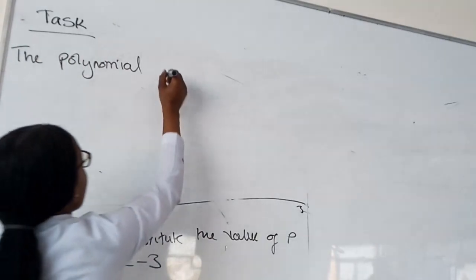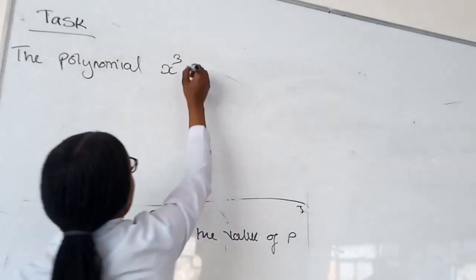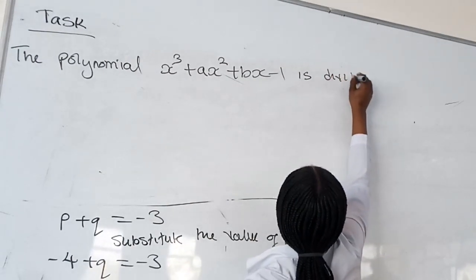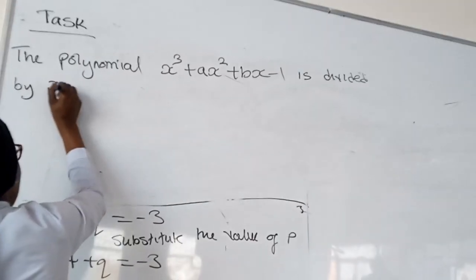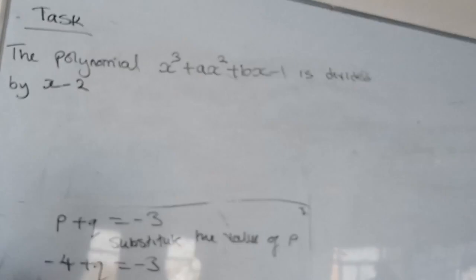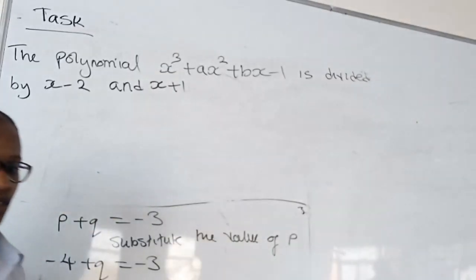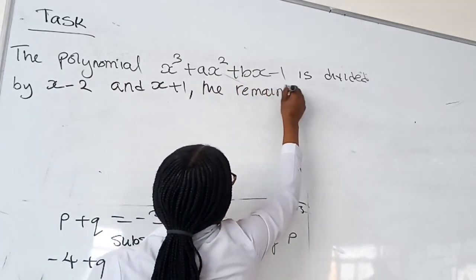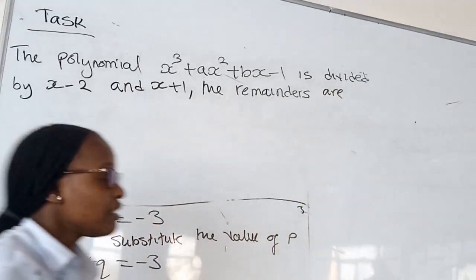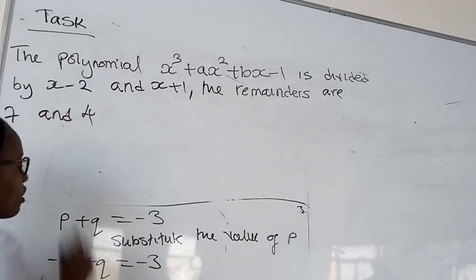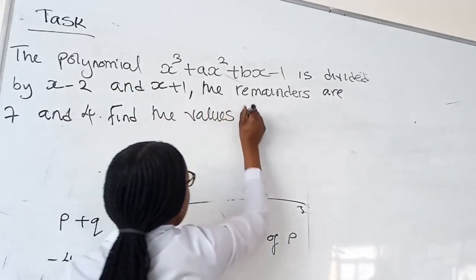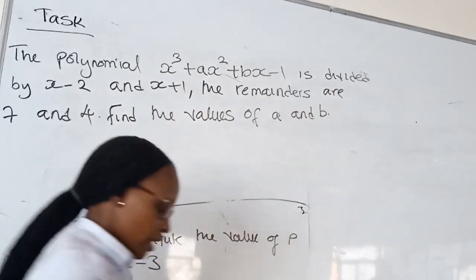So the polynomial x to the power 3 plus ax to the power 2 plus bx minus 1 is divided by x minus 2 and x plus 1. So it's been divided by 2 things. From here we are told that the remainders are 7 and 4. These are the remainders that we have. Find the values of a and b. Okay, so that's the first question that we have.